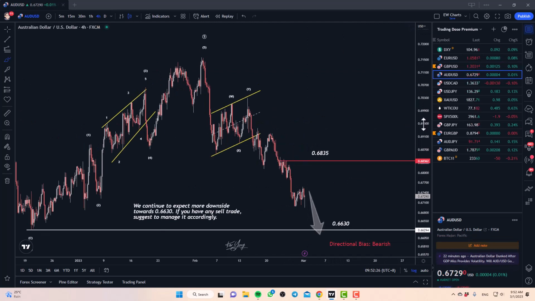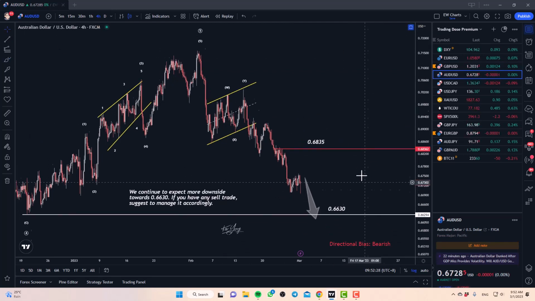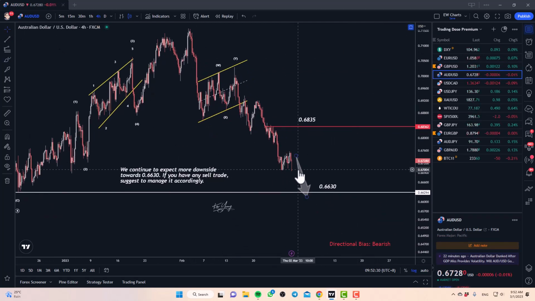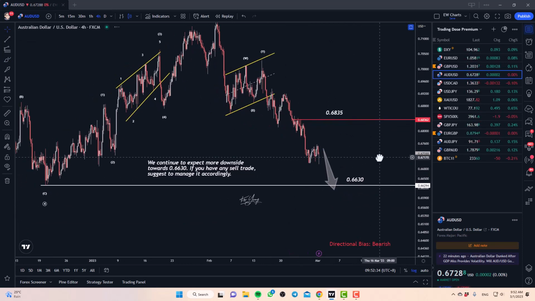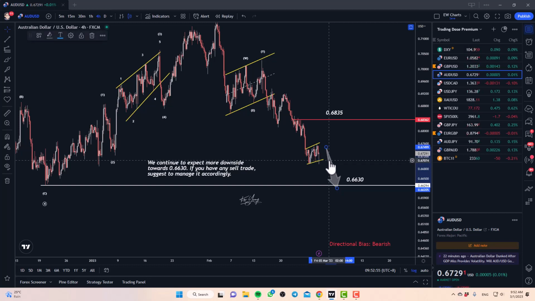In terms of the Aussie, it's actually quite similar to the euro. We're still expecting short-term downside towards 0.6630, but as I mentioned, once it tags it, potentially we're going to see a bigger reaction back up. And any sell trade over here, while we do get a little bit of consolidation, which is a valid sell trade perhaps on the lower time frame like 30-minute or H1, you might want to be cautious in that you need to manage your position more actively.